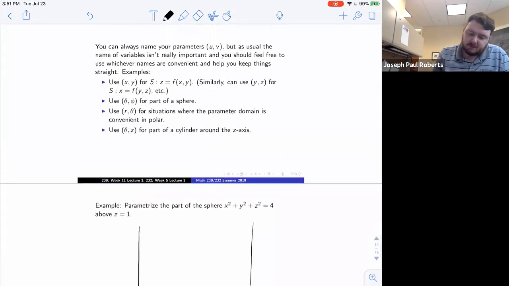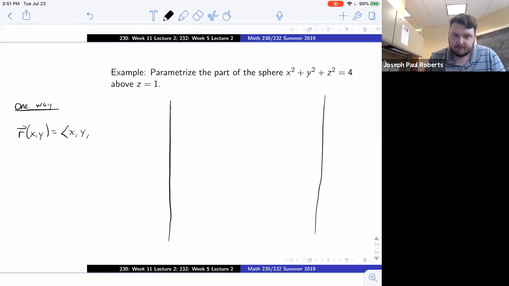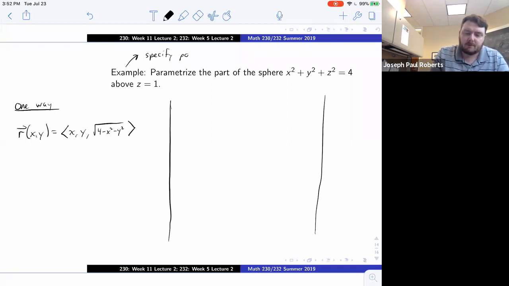So one way is to use this first idea, that we could use x and y as our parameters. In that case, x and y, in terms of x and y, are just x and y, respectively. And since it says we're on the part above z equals 1, when I go to solve for z, I should take the positive square root. And when we do these examples, we'll also make sure that we specify the parameter domain.